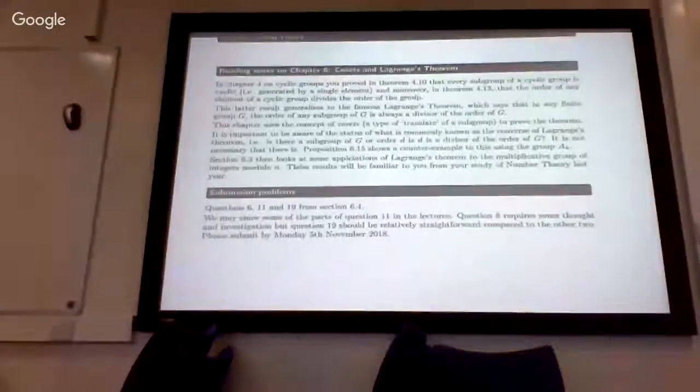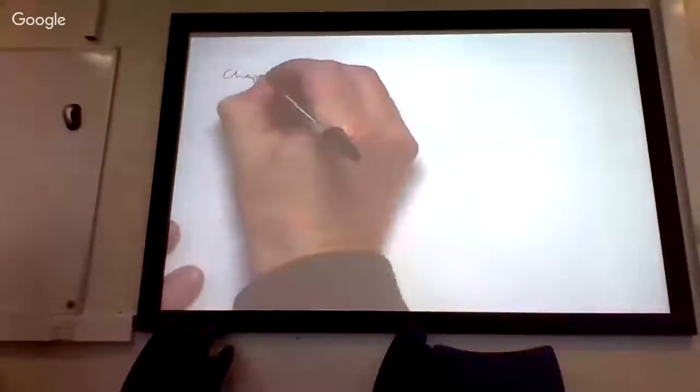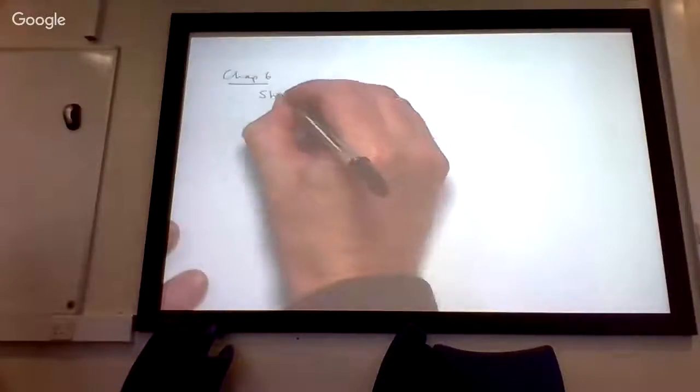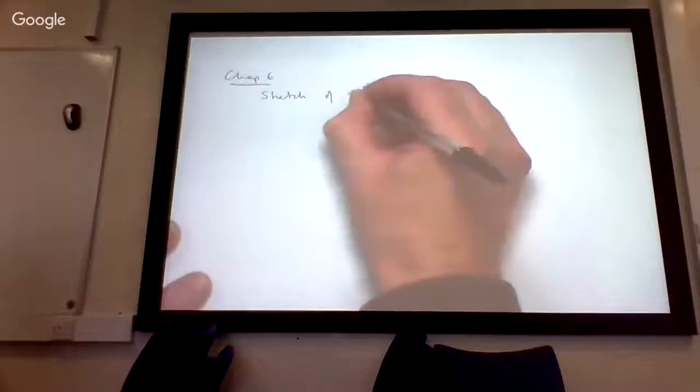So we're going to start with a picture. It's going to illustrate what we're going to do. Then we'll look at the notes and we'll work through the discussion of the notes. Okay. Chapter 6. So this is a sketch of the proof of Lagrange's theorem.